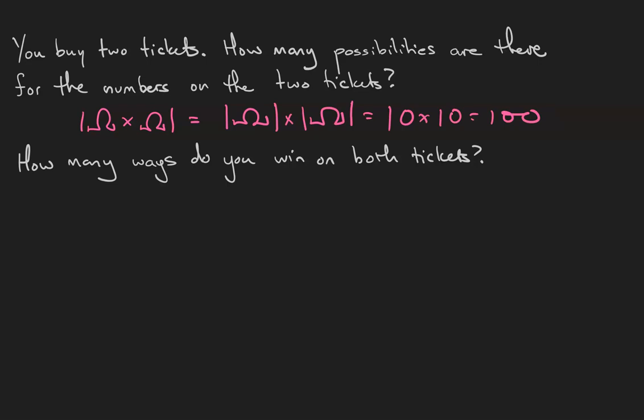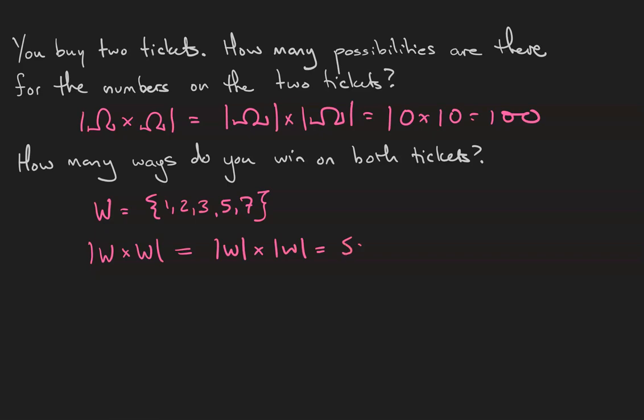Another question we can ask is how many ways could you win on both tickets? Well, we know that there's 5 ways to win. Maybe we'll call W the set 1, 2, 3, 5, 7 of potential winning numbers. And the cardinality of winning on the first ticket and winning on the second ticket is winning times winning, which is 5 times 5, or 25. We have to assume there that there's an infinite number of toaster ovens, but let's go ahead and do that.